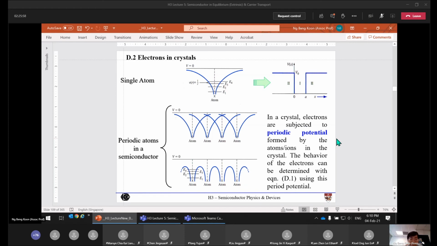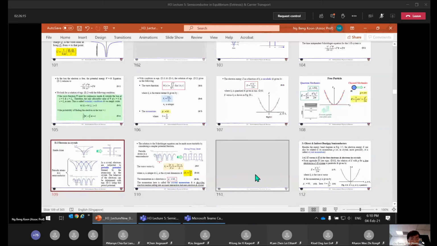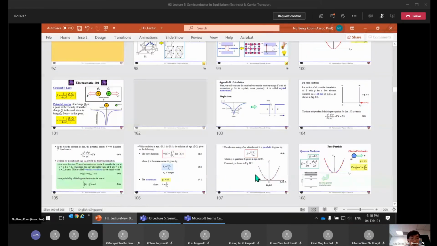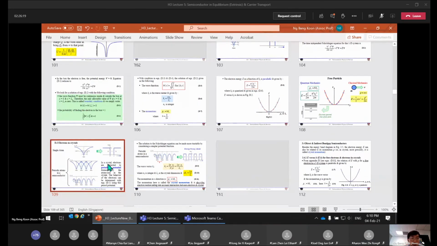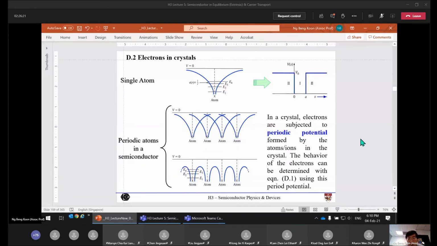Professor, what lecture notes is this in? This one? Yes. This one is in the part where we talk about the energy band structure of the semiconductor. This is in Appendix D2. Okay, thank you. So this is in Lecture 2.